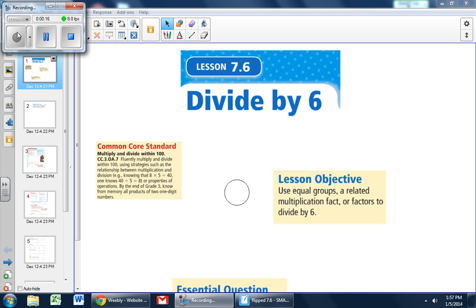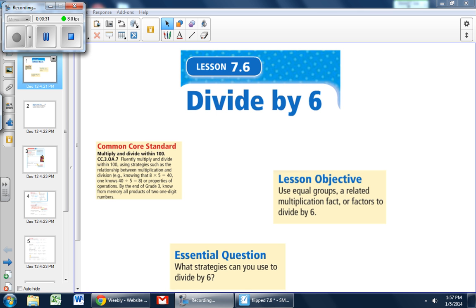Your essential question, we'll look at the end, is asking what strategies can you use to divide by 6. So again, they're really wanting you to focus on multiple strategies and multiple ways to solve a problem, and as importantly, to be able to explain why those strategies work.